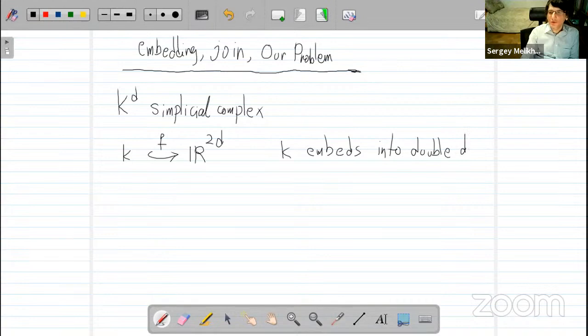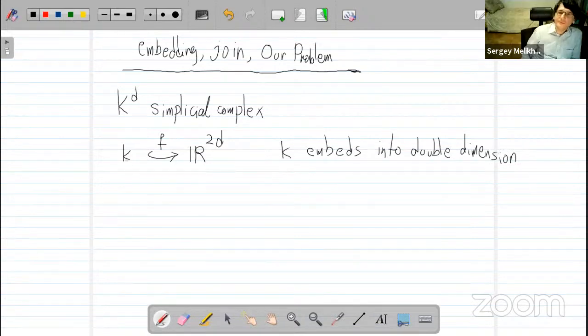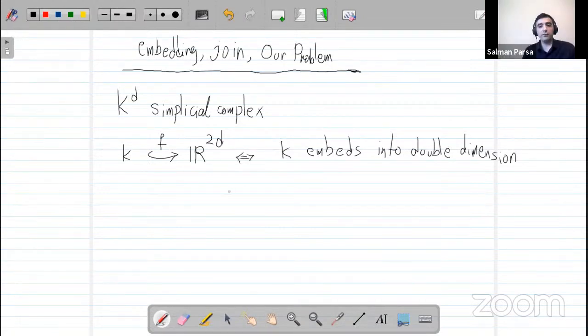You mean topological embedding or piecewise linear? Here, for this talk, we can think topological embedding. So for instance, for d equals 1, K will be a graph, and then embedding into double dimension will be the same as planarity.